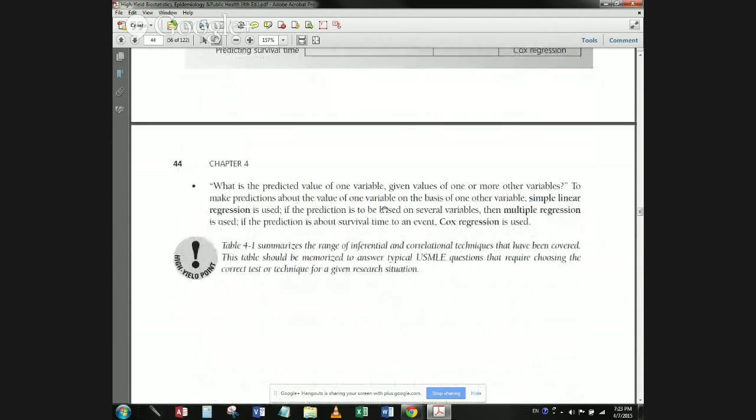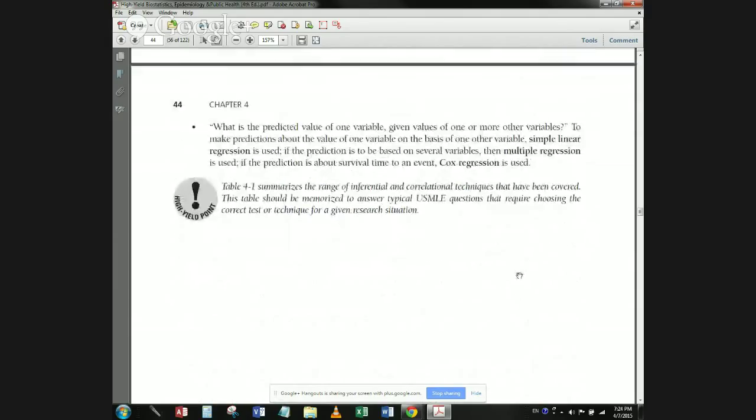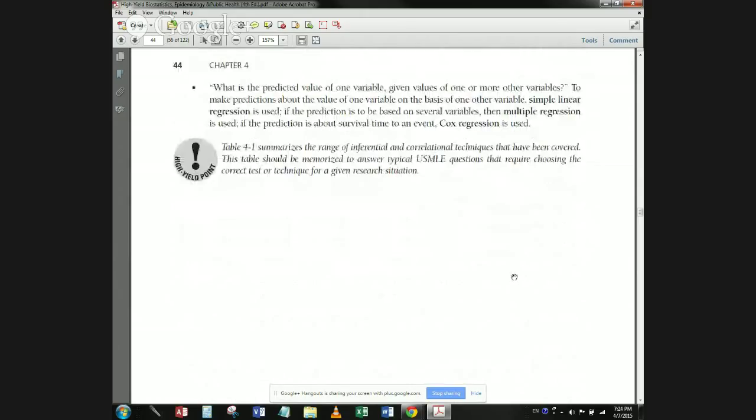And the question is, what is the predictive value of one variable given values of one or more other variables? To make predictions about the value of one variable on the basis of one other variable, simple linear regression is used. If the prediction is to be based on several variables, then multiple regression is used. If the prediction is about survival time to an event, Cox regression is used.